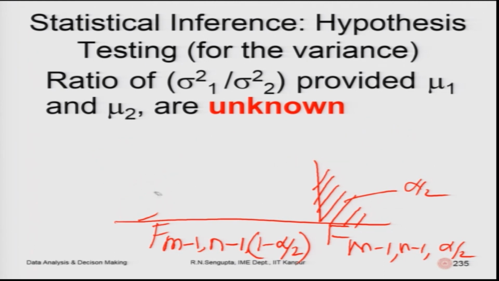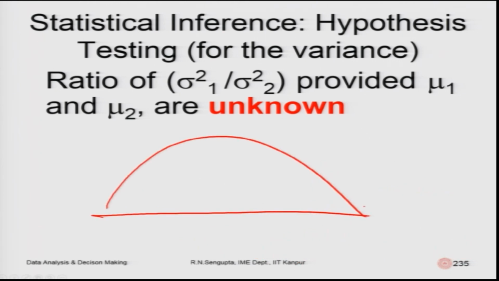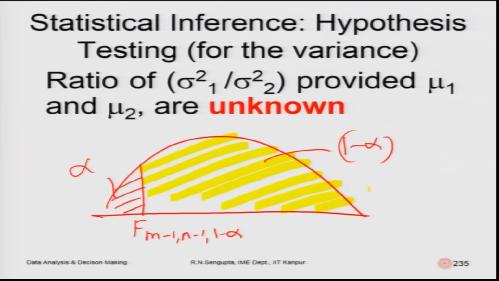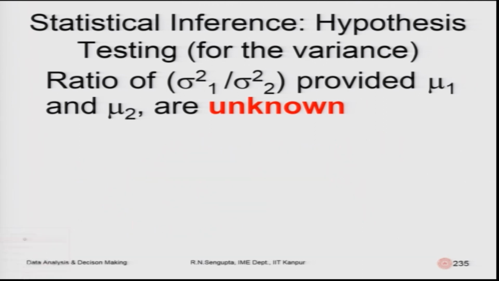So, if it is of the less than type, where H A is the less than type, it will be f m minus 1, n minus 1, this area is alpha, and this area is 1 minus alpha. So, if it falls onto the left hand side, we will reject H naught. As usual, I will try to highlight the right hand side. So, this is the less than type one. Let me first erase it, then draw the diagram for the second case, which is the greater than type.